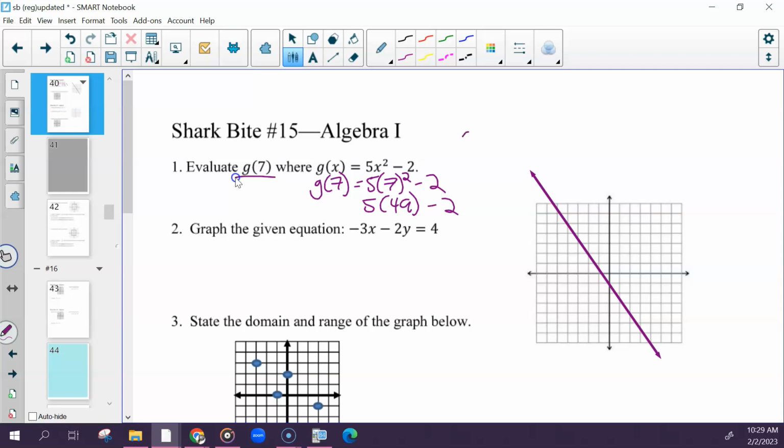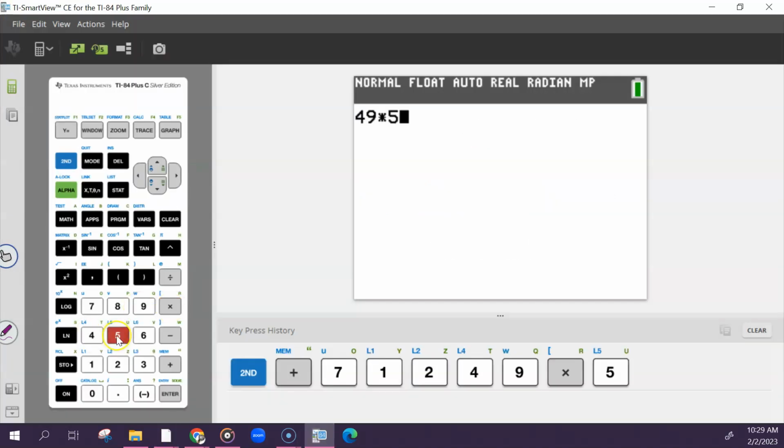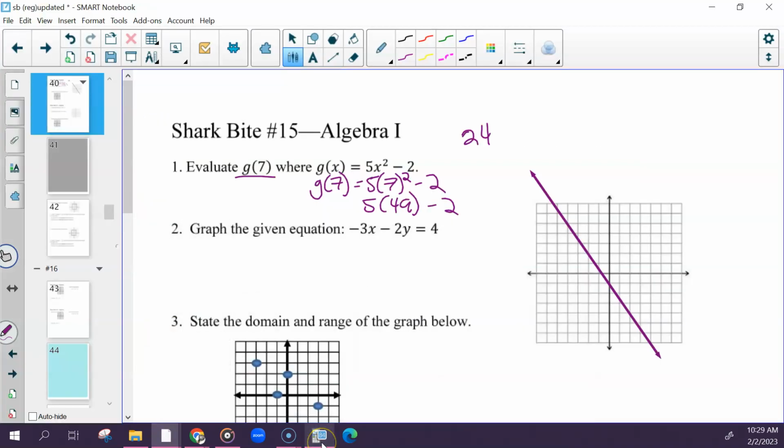As a final answer, or just when you multiply? I feel like that was the final answer. Okay. And then when you subtract it, yes, you would get 2.3. So you would write it as g of x equals, or g of 7 equals 2.3. Either one. Questions on that first one?